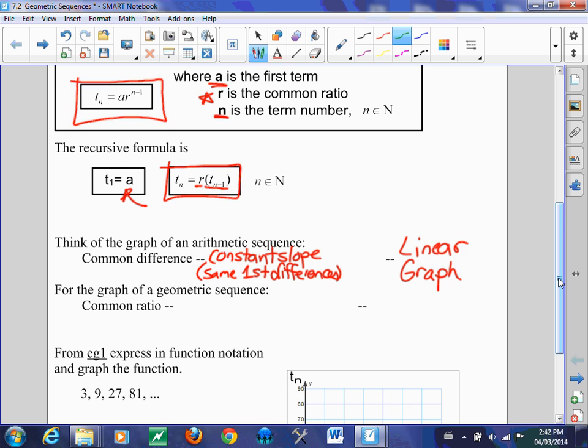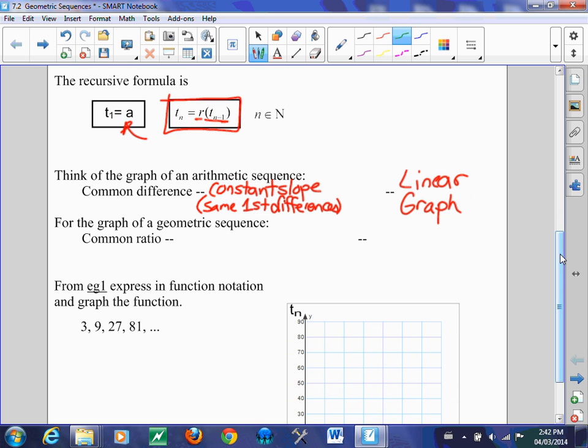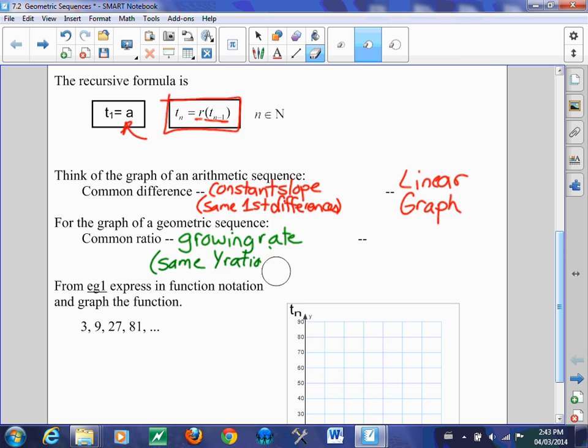Now today we're looking at a geometric sequence, and a geometric sequence means that we have what's called a growing rate. If you remember back to one of our previous units, we talked about a y ratio. Do you remember when we talked about the y ratio? The y ratio is used in the exponential unit. So just remember that a geometric sequence is going to lead to an exponential graph.